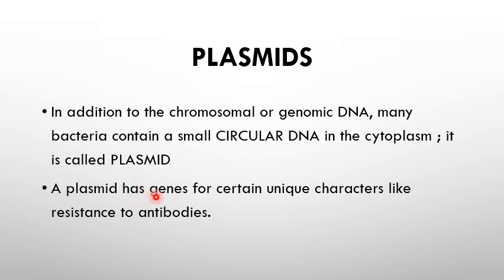A plasmid has genes for certain unique characters like resistance to antibiotics, because bacteria can be pathogens. Pathogen means the bacteria may cause some diseases, and that particular disease is going to be disinfected only with the help of antibiotics. So a plasmid is a circular DNA and has unique characters like antibiotic resistance. So which type of bacteria is this? Which type of strain is this, by which we can give the treatment, as we have discussed about the gram positive and the gram negative bacteria.